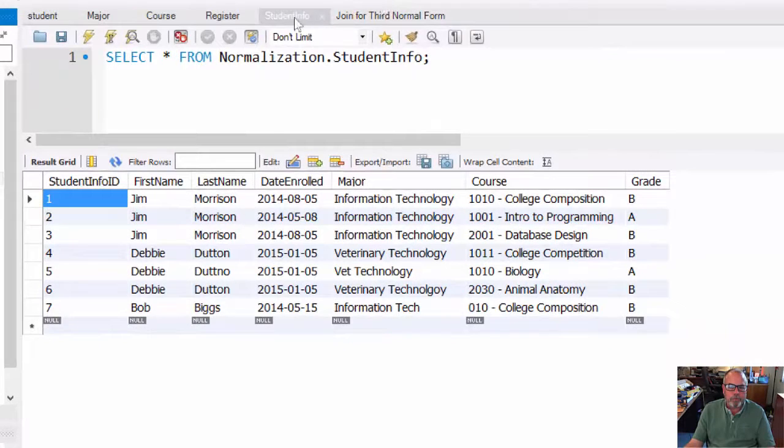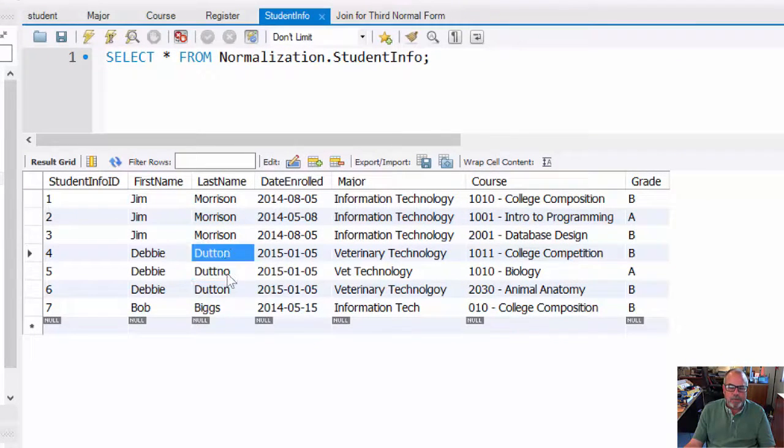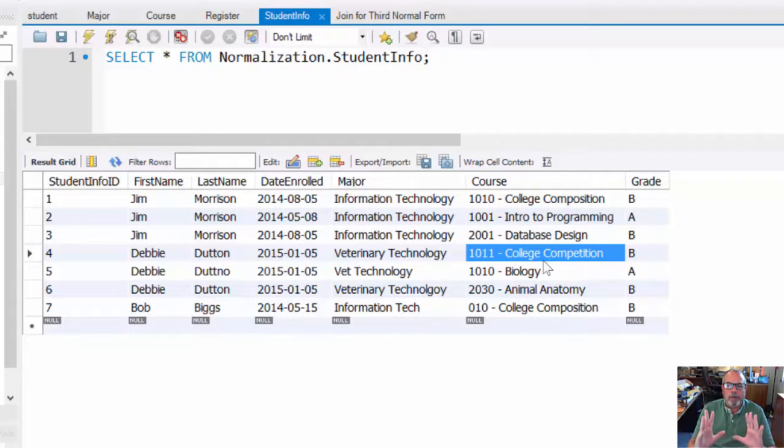So if we looked at what that student info looked like, Debbie Dutton's name was misspelled here, and college composition was spelled competition here, that kind of stuff. So we have to get to third normal form to eliminate the possibility of inconsistencies in the data. Because if we're not in third normal form, we will have inconsistencies.